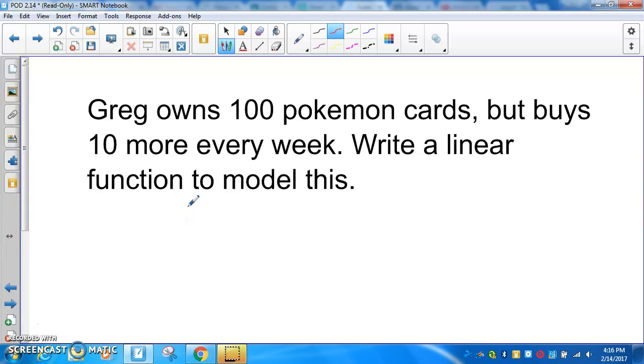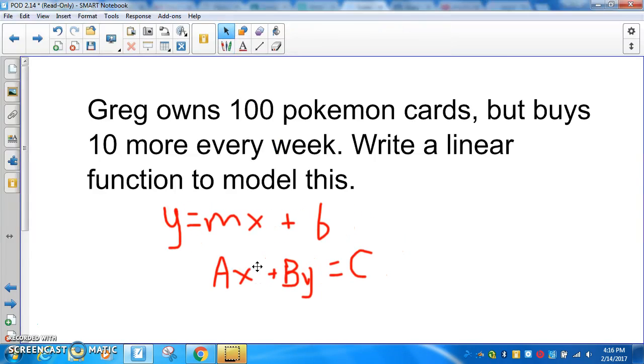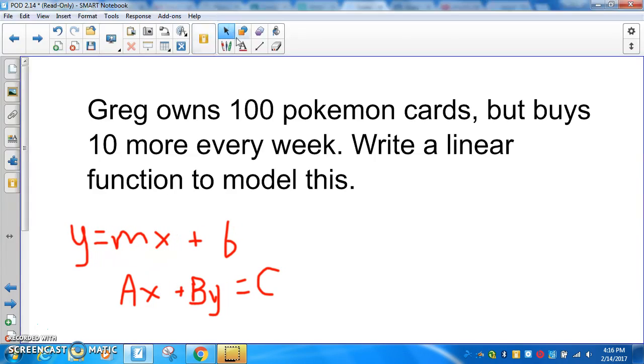I hope you guys understand that a linear equation or function is always written using slope-intercept form, y equals mx plus b, or standard form, ax plus by is equal to c. Now the question is, when do I use each of these, and why do I use the particular one I'm choosing? Generally speaking, we will use slope-intercept form.